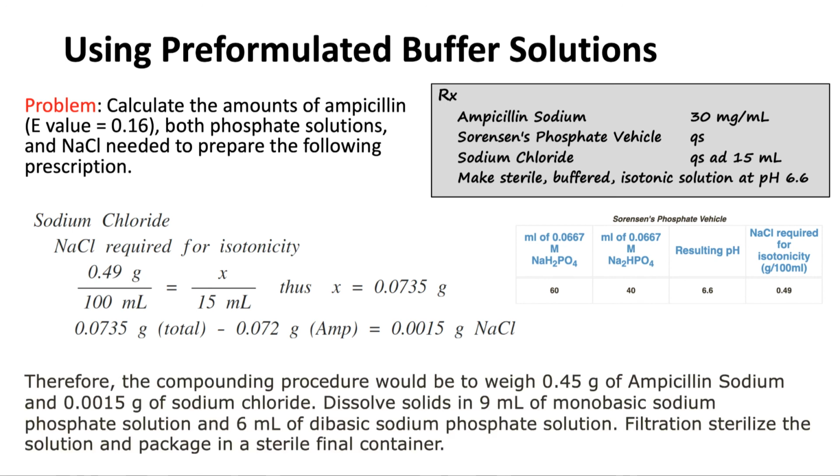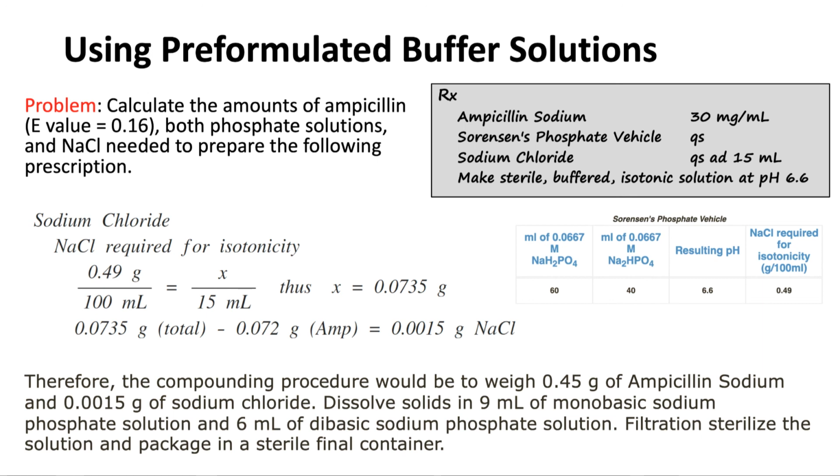And really, we're done. So let's just summarize our compounding procedure. We're going to weigh out the 0.45 grams of ampicillin, because that's the weight of ampicillin to get the right concentration in our eye drop. To that, we're also going to add 0.0015 grams of sodium chloride. That's the value we just calculated. We take those two solids and we dissolve them in 9 milliliters of the monobasic sodium phosphate and 6 milliliters of the dibasic sodium phosphate.